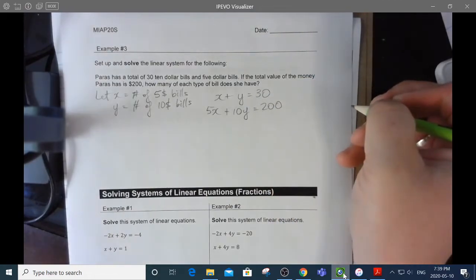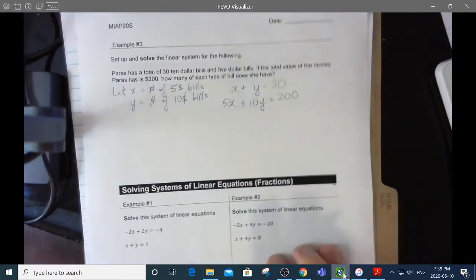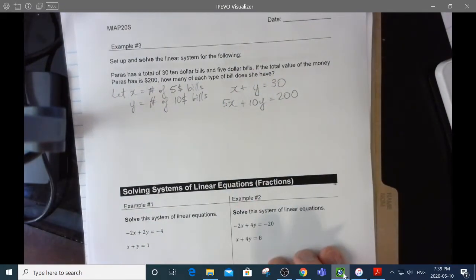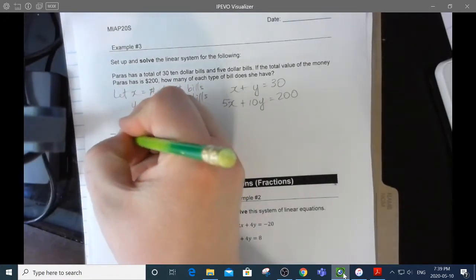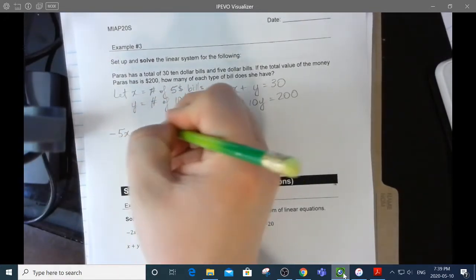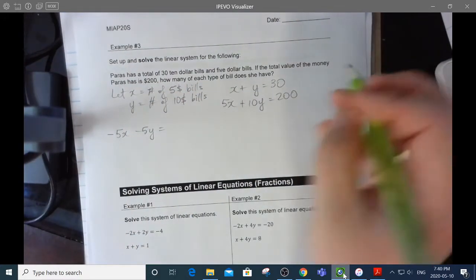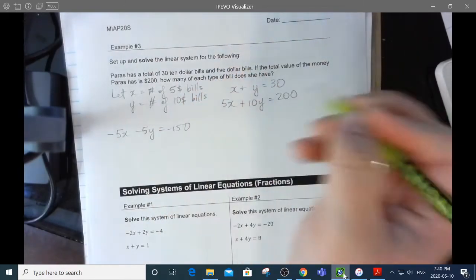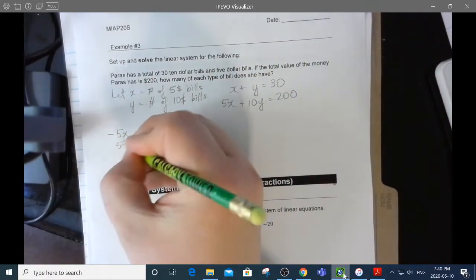All right. How you feeling about this? And you want to do substitution? Me neither. I'm going to do elimination. I'm going to times the top equation by -5. So that's going to be -5x minus 5y is equal to, what the heck is 5 times 30? 150, but it's negative 150. And then I'm going to add this equation to this one.